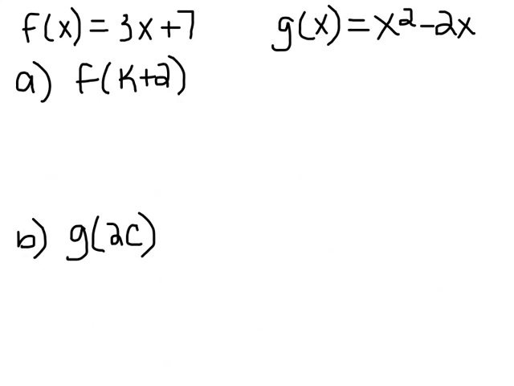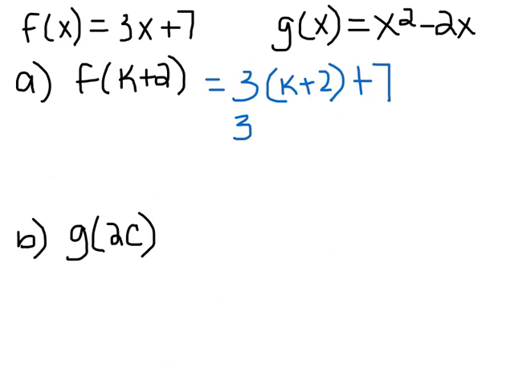In our next examples, we'll be using the same two functions, f of x equals 3x plus 7 and g of x equals x squared minus 2x. In our example A, we'll be using our f of x equation because it's f of k plus 2. And we'll be replacing our x with the expression k plus 2. So if we take our 3x plus 7 and we replace our x with the k plus 2, we're left with an expression. Because we're not inputting a number this time, we're inputting an expression, our answer will be an expression. Our job is to take this expression right here and to simplify it.